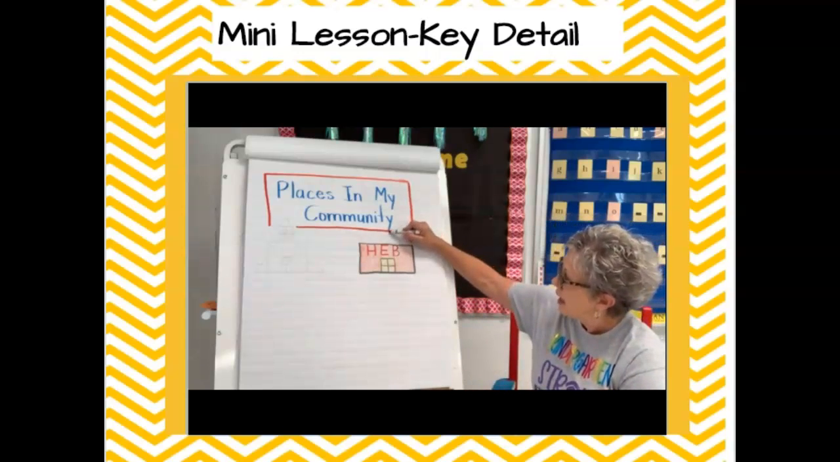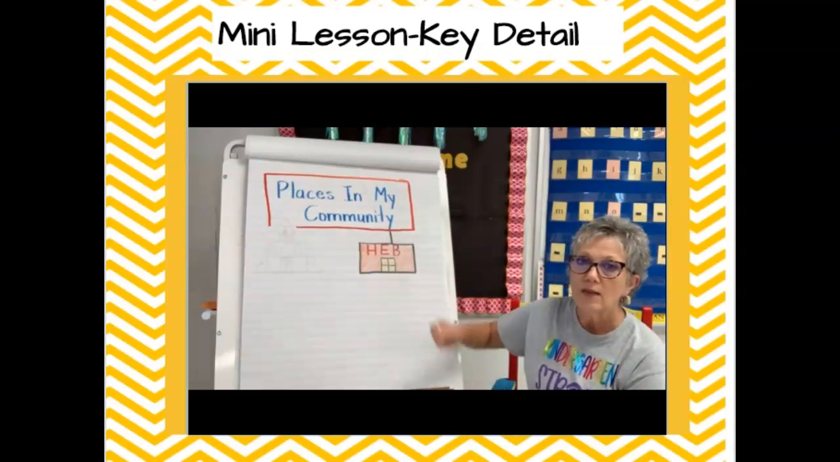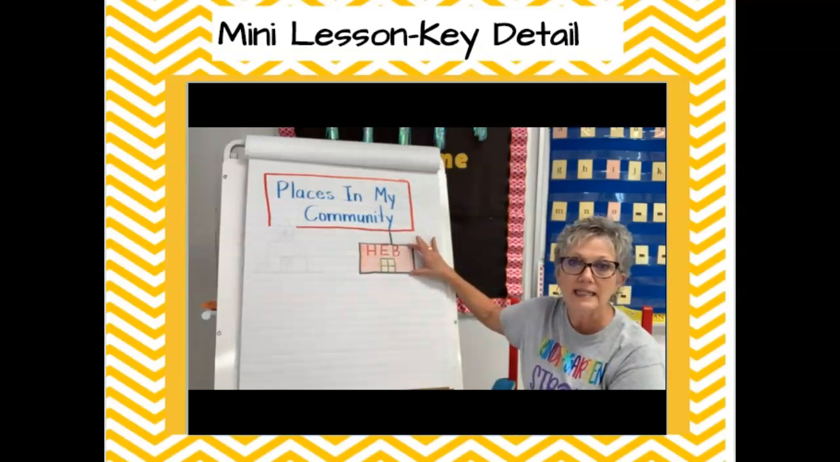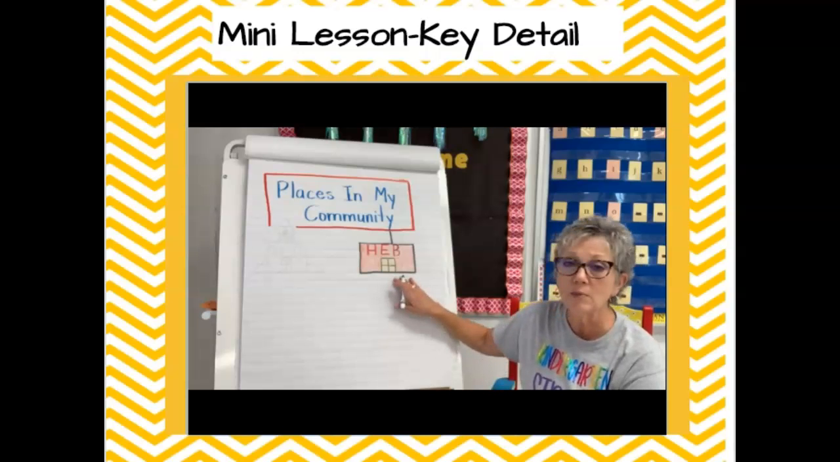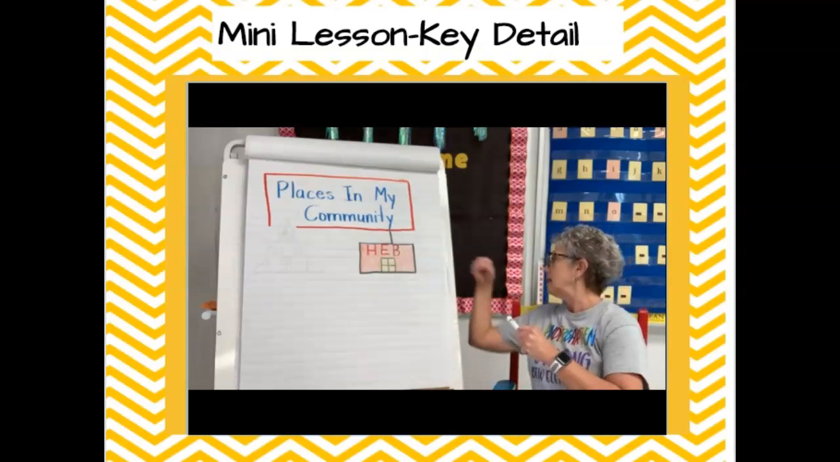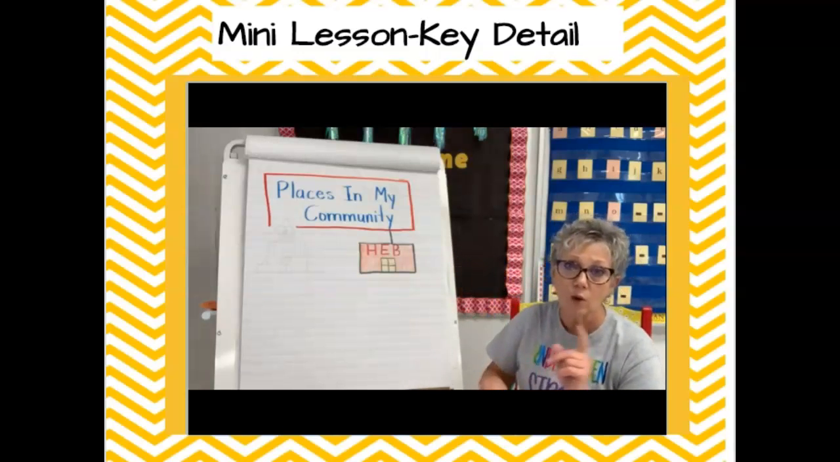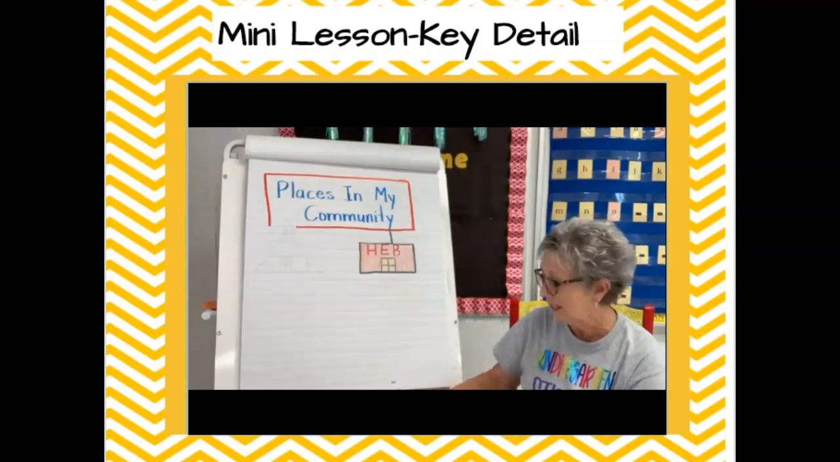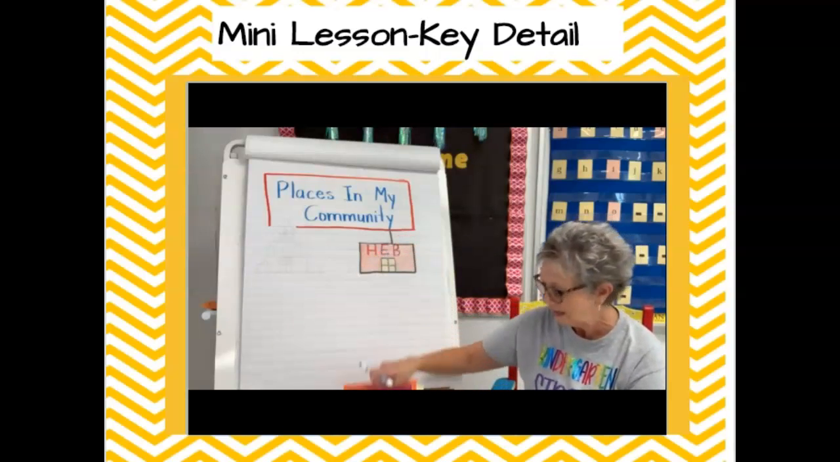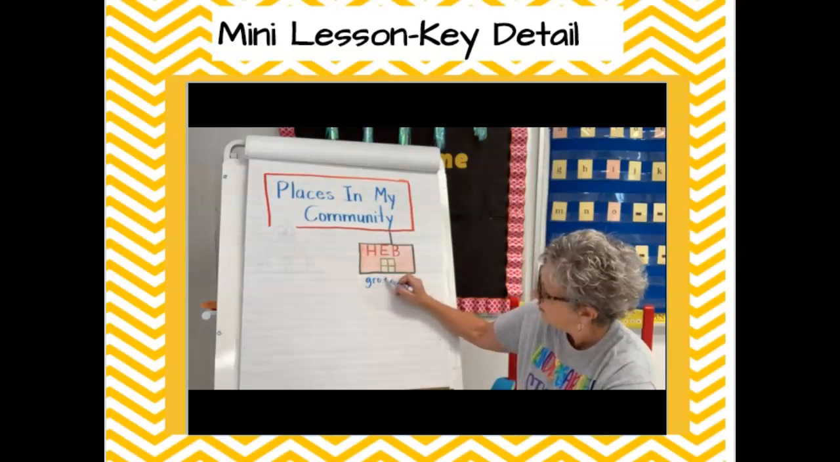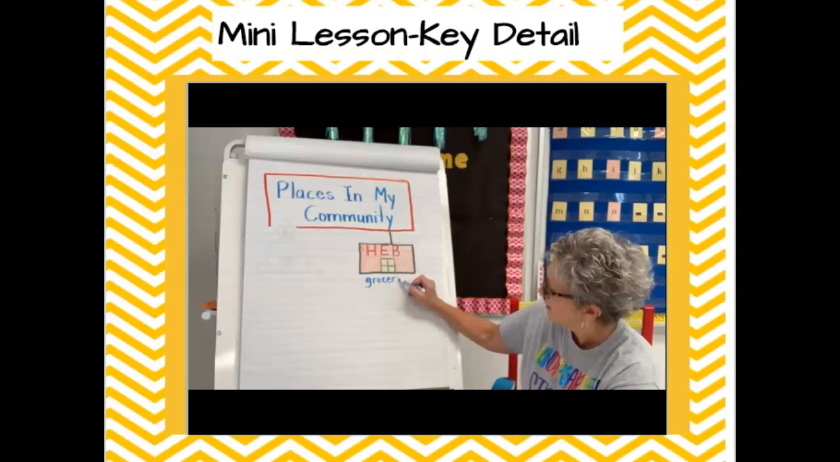So I'm going to draw a line right here to show that I'm connecting my places in community to one of the key details that I remembered from the story, that there is a grocery store. And now I'm going to label that so it helps me remember that a grocery store was one of the places in the community in the text. So let me label this. Grocery store.